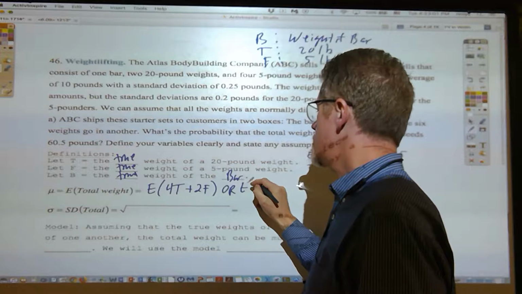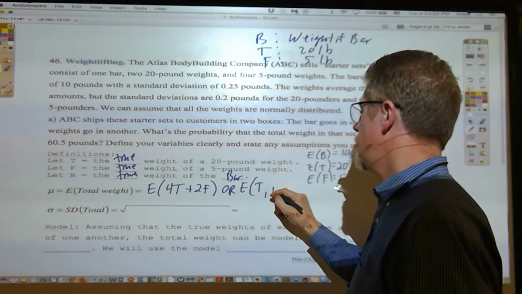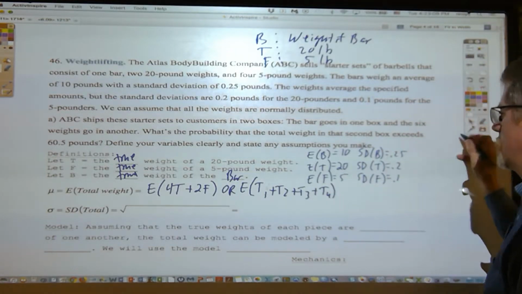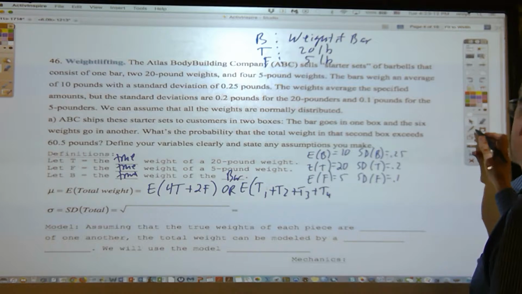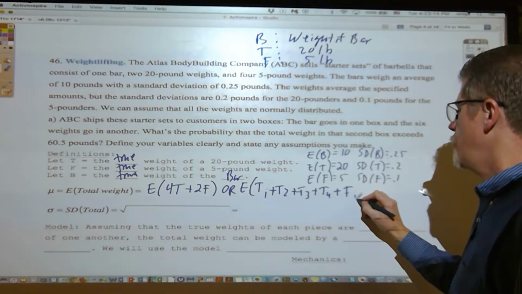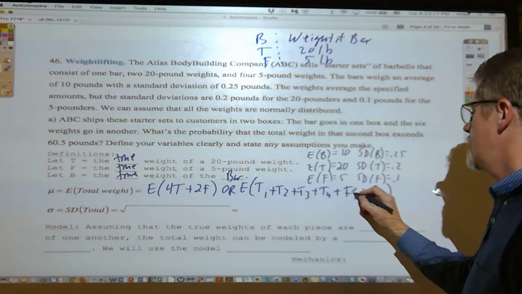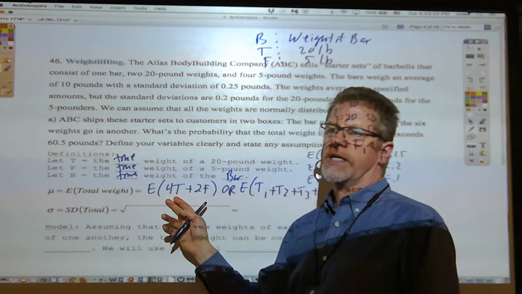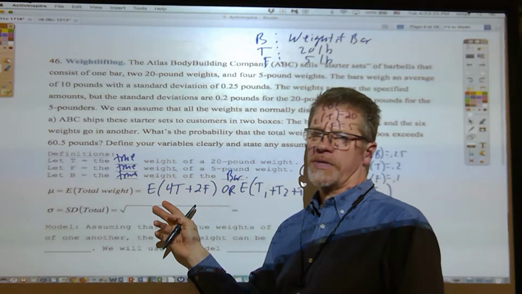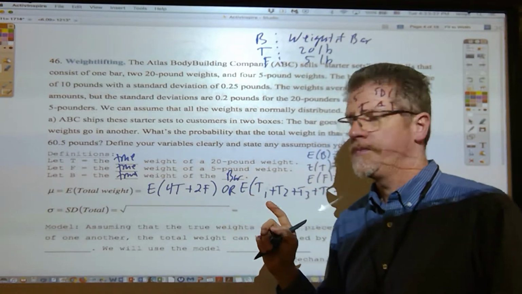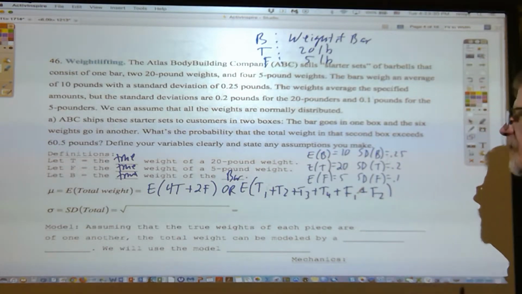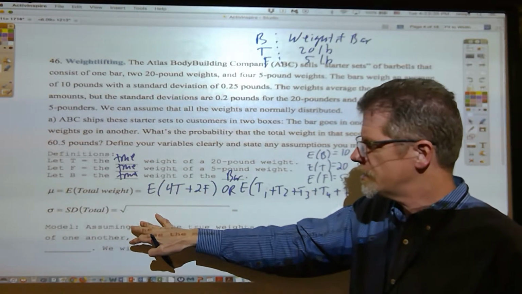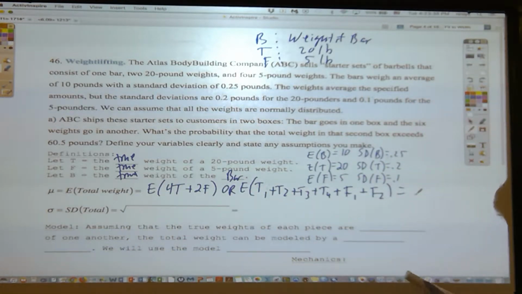Or should I use the model expected value of T1 plus T2 plus T3 plus T4 plus F1 plus F2? And you guessed it, this is the model. This is not like a yogurtizing situation where we take a 20-pound weight and magically multiply it by a factor of 4. No, we're taking 4 20-pound weights and 2 5-pound weights. That's much more important for the standard deviation calculation than it is for the mean calculation.